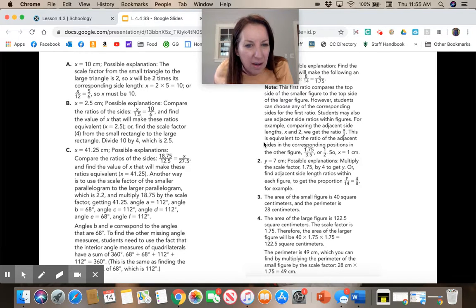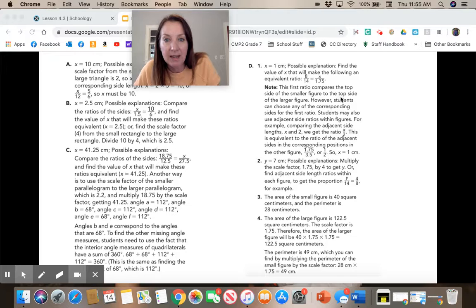Another way to use scale factor. Angle A is 112. Angle B is 68. Angle C is 112. Angle D is 112. Angle E is 68. And angle F is 112. All right. D1, X is 1. D2, Y is 7.